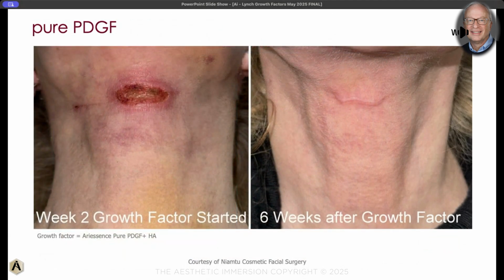This is another example. This is another facelift case. The patient had a chronic wound on the neck that the plastic surgeon couldn't get to heal. They started applying Ariessence and again sent some home with the patient, and it completely healed. Next.